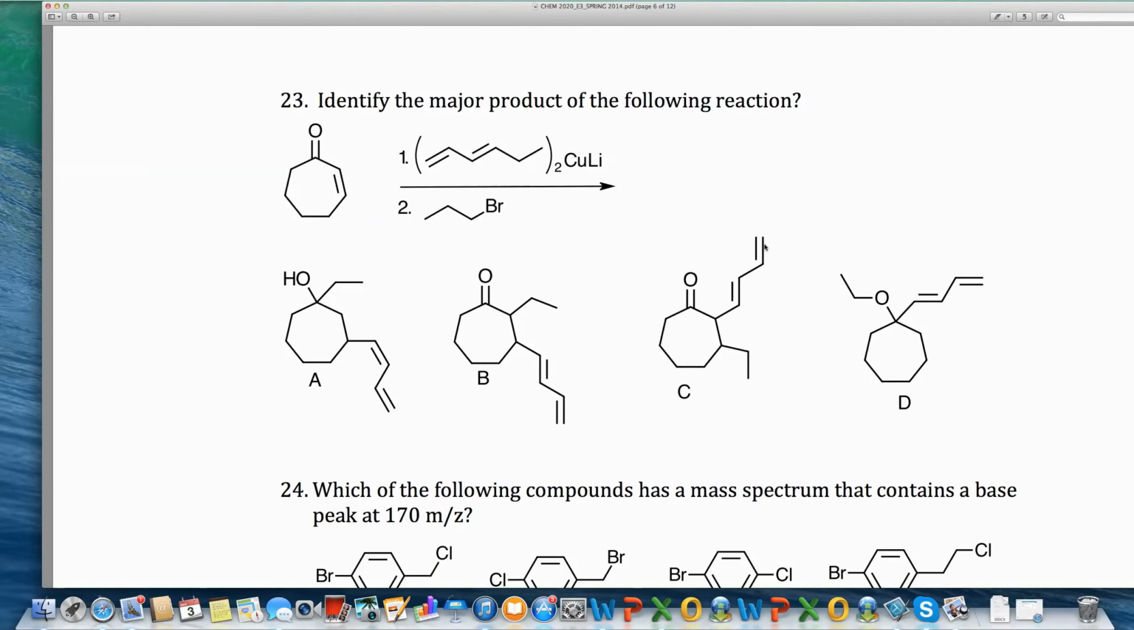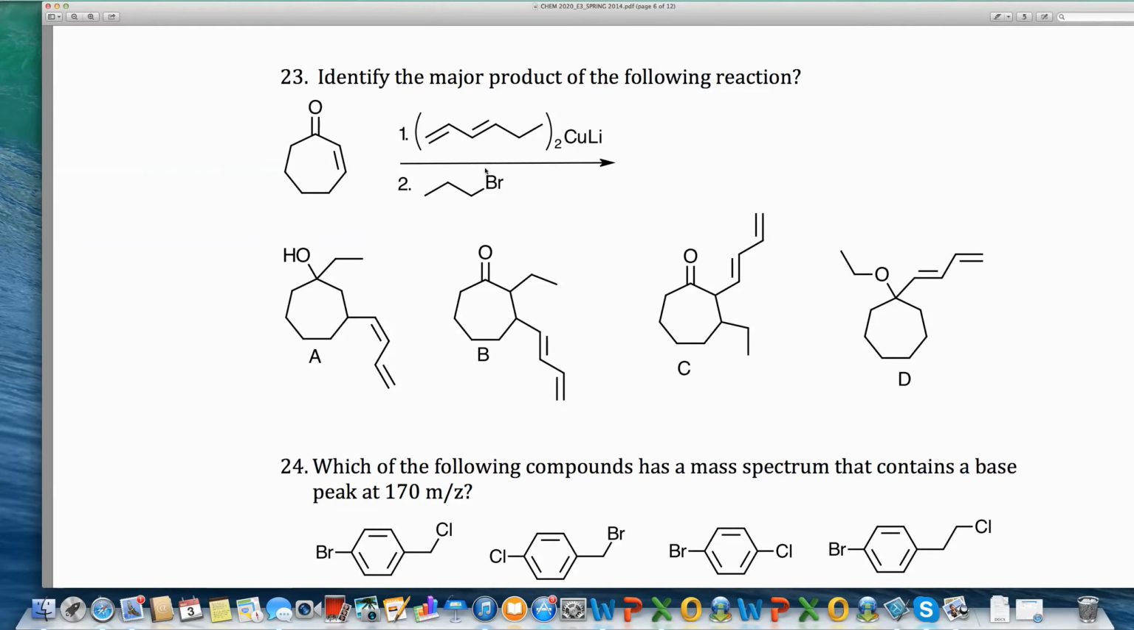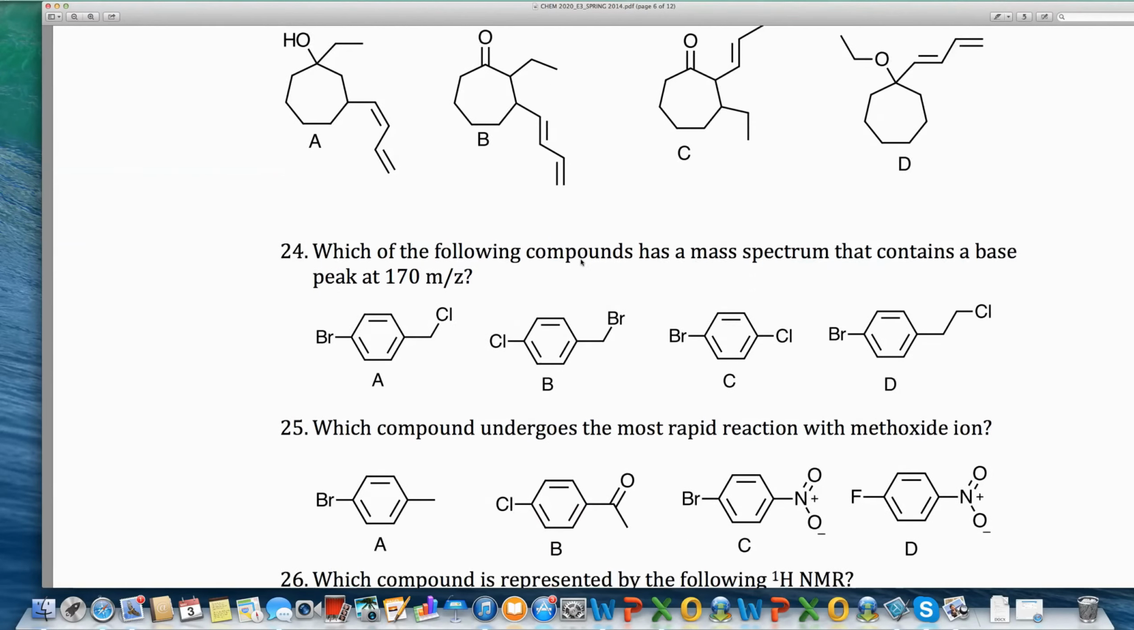Now we have an interesting reaction of an alpha-beta unsaturated carbonyl, so the product of an aldol condensation. The Gilman reagent undergoes conjugate addition, so it will attach to the beta carbon, and the propyl bromide will attach the propyl group to the alpha carbon. So you can eliminate A, B looks good, you can eliminate C because it's reversed, and you can eliminate D because no direct addition should occur. So the best answer for number 23 will be answer choice B. Again, that's a Gilman reaction followed by an alpha alkylation reaction.